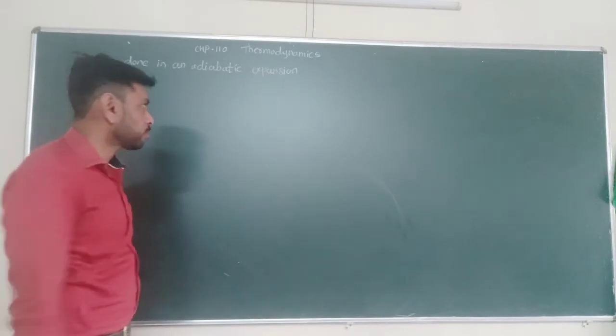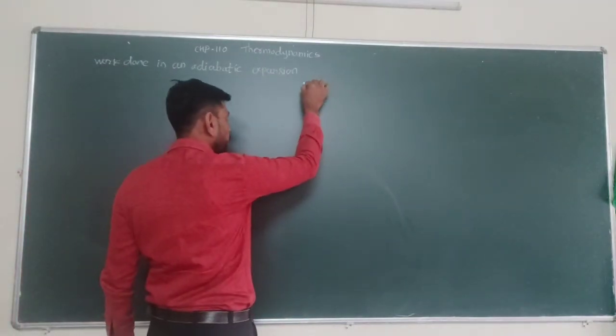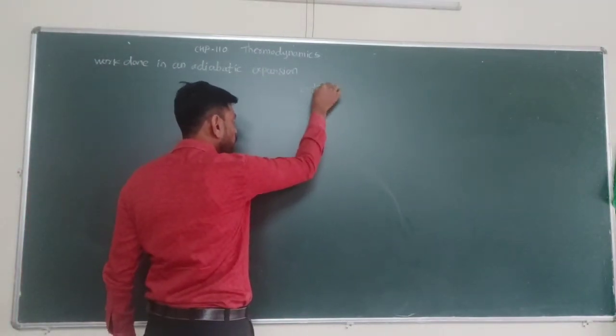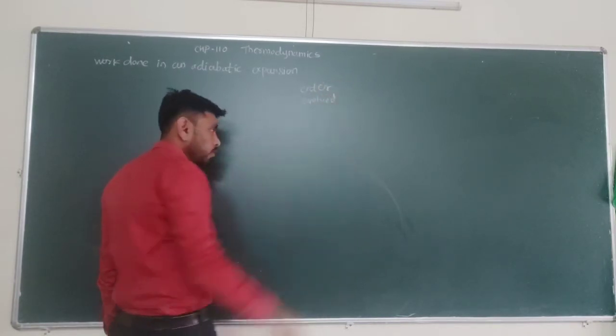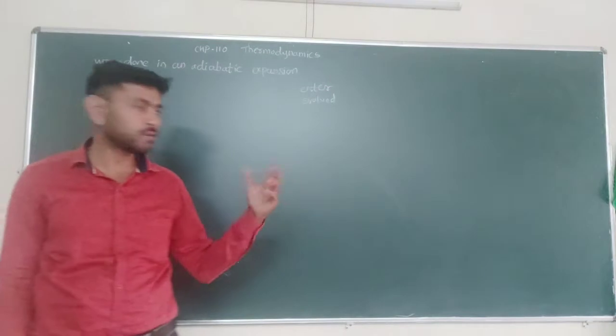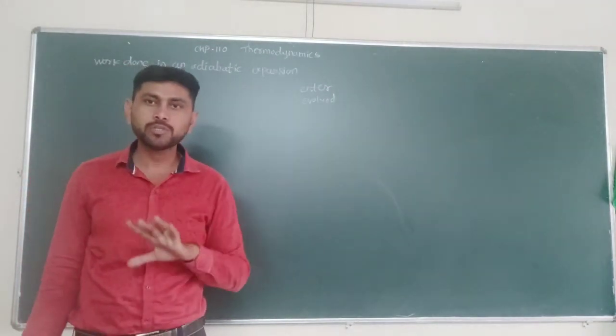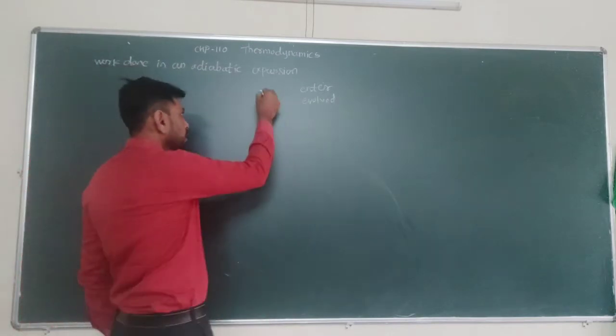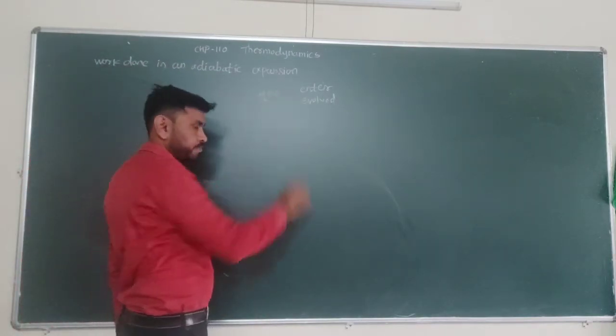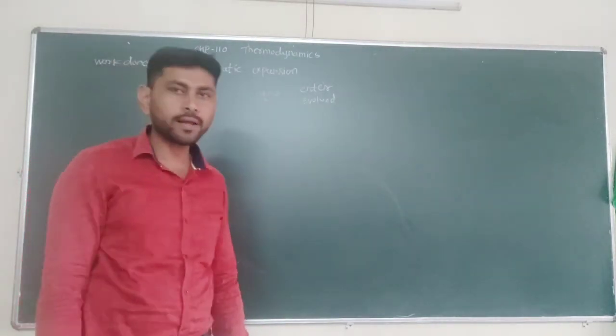What is an adiabatic process? There is no heat entering the system or no heat evolving from the system. Such a process is known as an adiabatic process. And here adiabatic process means Q is equal to 0. Q is equal to 0 for an adiabatic process.